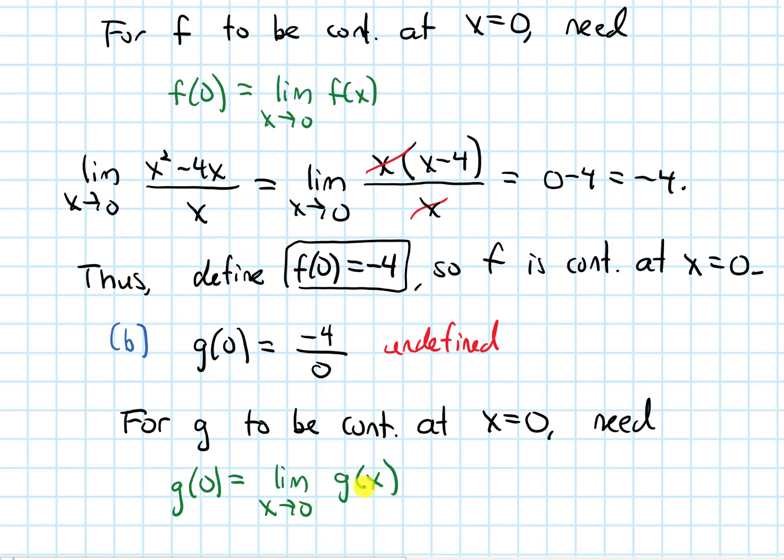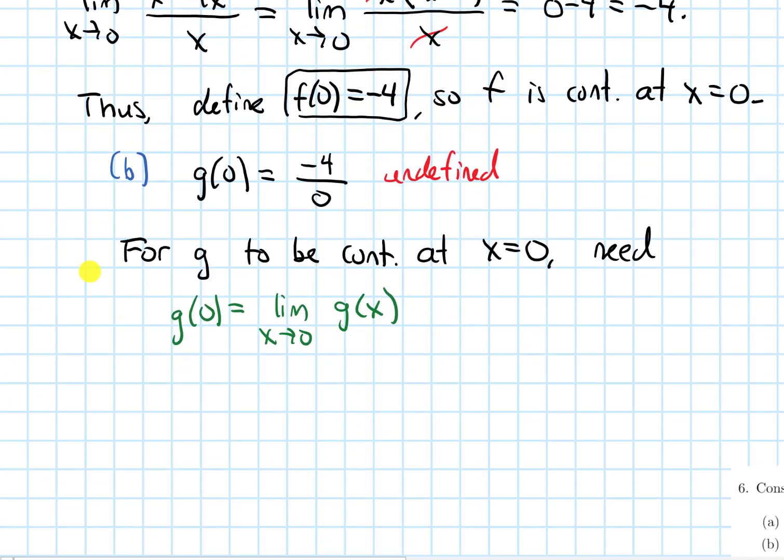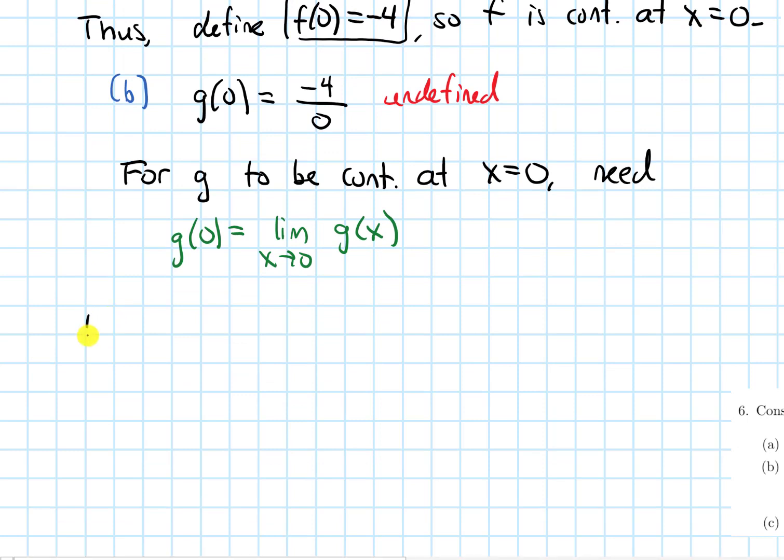And if that's a finite number, that's what we'll set g of 0 to be equal to. All right, so let's take this limit. The limit as x approaches 0 of g, let's write what g of x is. My function was x minus 4 over x squared. And I know that when we plug into this function, we get -4 on the top and we get a 0 on the bottom. So we have a non-zero on the top and a 0 on the bottom.